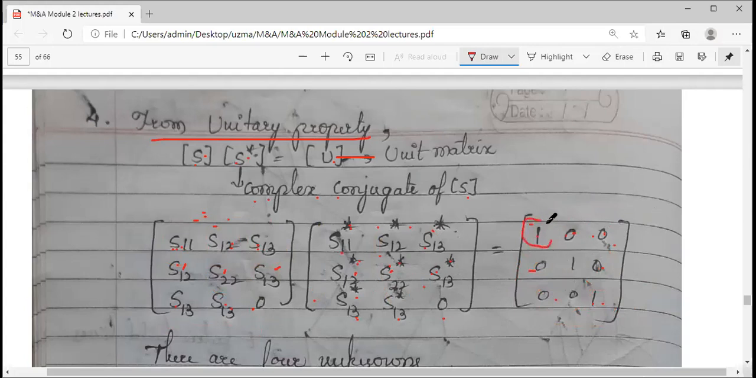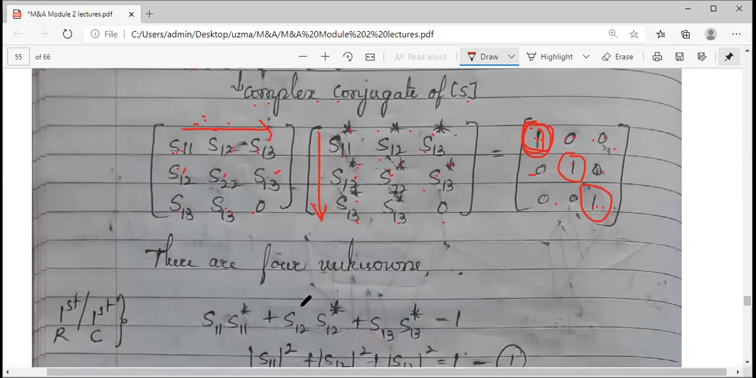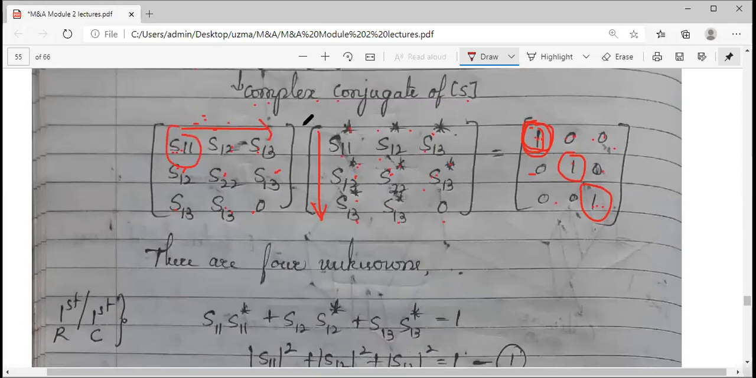And for me, if you see the diagonal elements, they all have the value 1, 1, 1. So it would be easy for me if I choose those equations whose RHS is equal to 1, 1, 1. So how will I get this one? First row multiplied with first column, I will get this one. So let me take that. First row, S11 into S11 star plus S12 S12 star plus S13 S13 star is equal to 1. So I have written one equation for this.